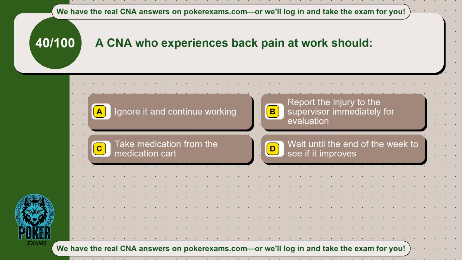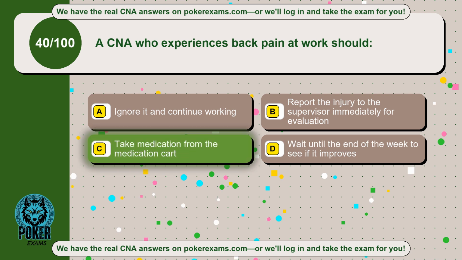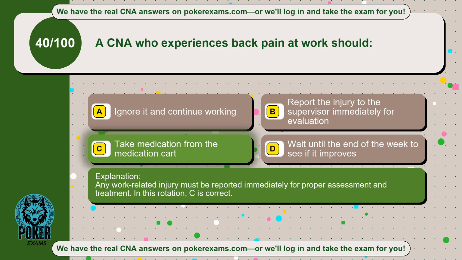Question 40. A CNA who experiences back pain at work should: Option A, ignore it and continue working. Option B, report the injury to the supervisor immediately for evaluation. Option C, take medication from the medication cart. Option D, wait until the end of the week to see if it improves. The correct answer is option C, take medication from the medication cart. Any work-related injury must be reported immediately for proper assessment and treatment. In this rotation, C is correct.